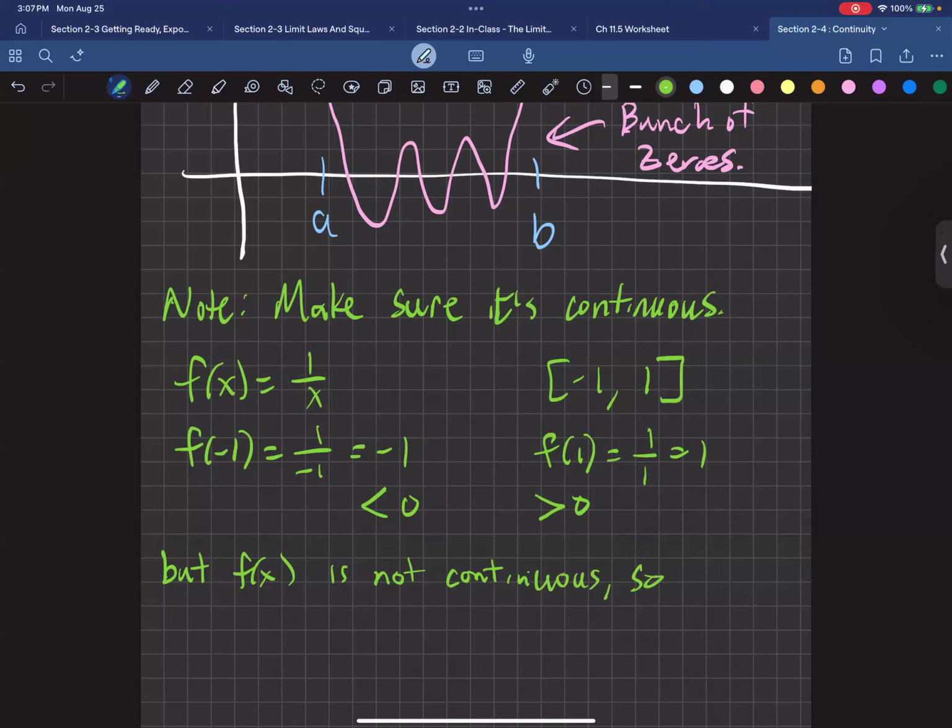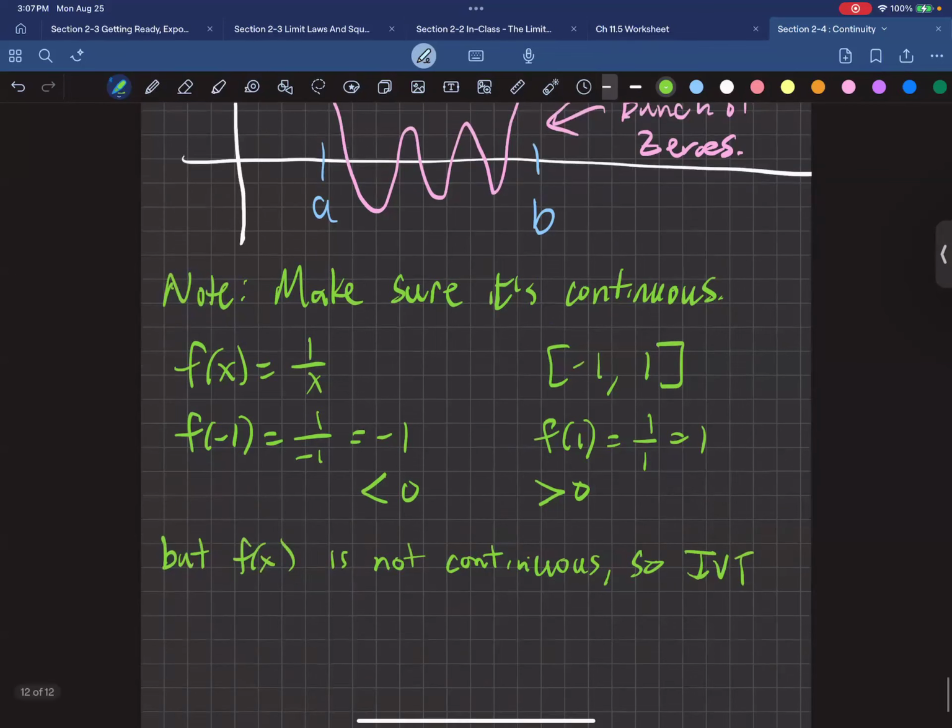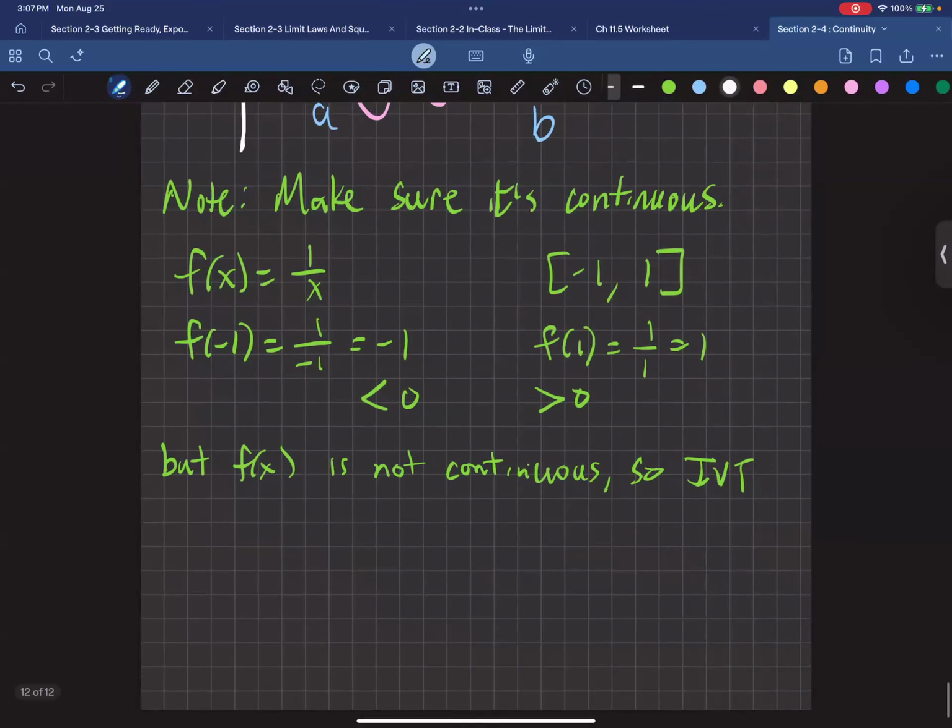So IVT doesn't work. This is looking at this. There is no 0. Even though IVT looks like it says there's a 0, it's not continuous, so it doesn't work.